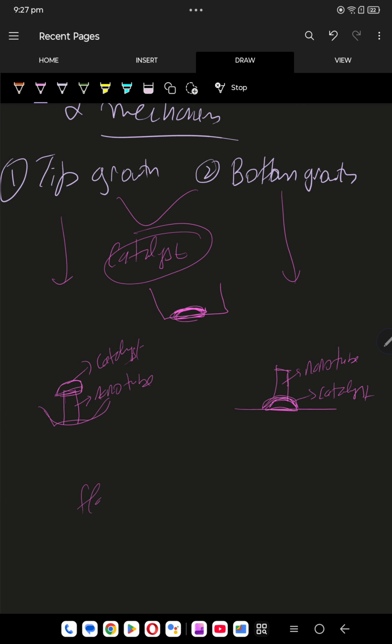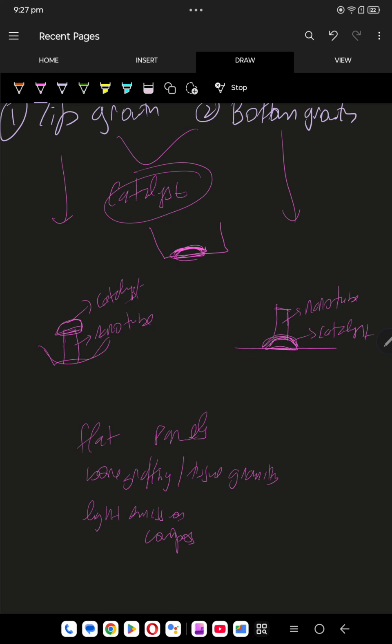That's it. And where is it used? In flat panels, bone grafting, tissue grafting, in light emission, in making of composite materials, display systems. Okay, remember any two or three: display systems, bone grafting, tissue grafting, composite material.